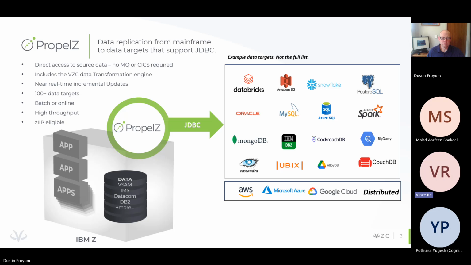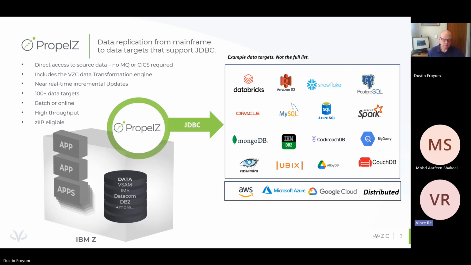It can be big batches. In other words, you might have terabytes of data that you need to move through PropelZ. It can also work in incremental ways. So it's, you know, just send me the records that are changed in the last 5 minutes, 10 minutes, whatever it happens to be. And then, finally, the processing we do in PropelZ is designed to be zIIP eligible.